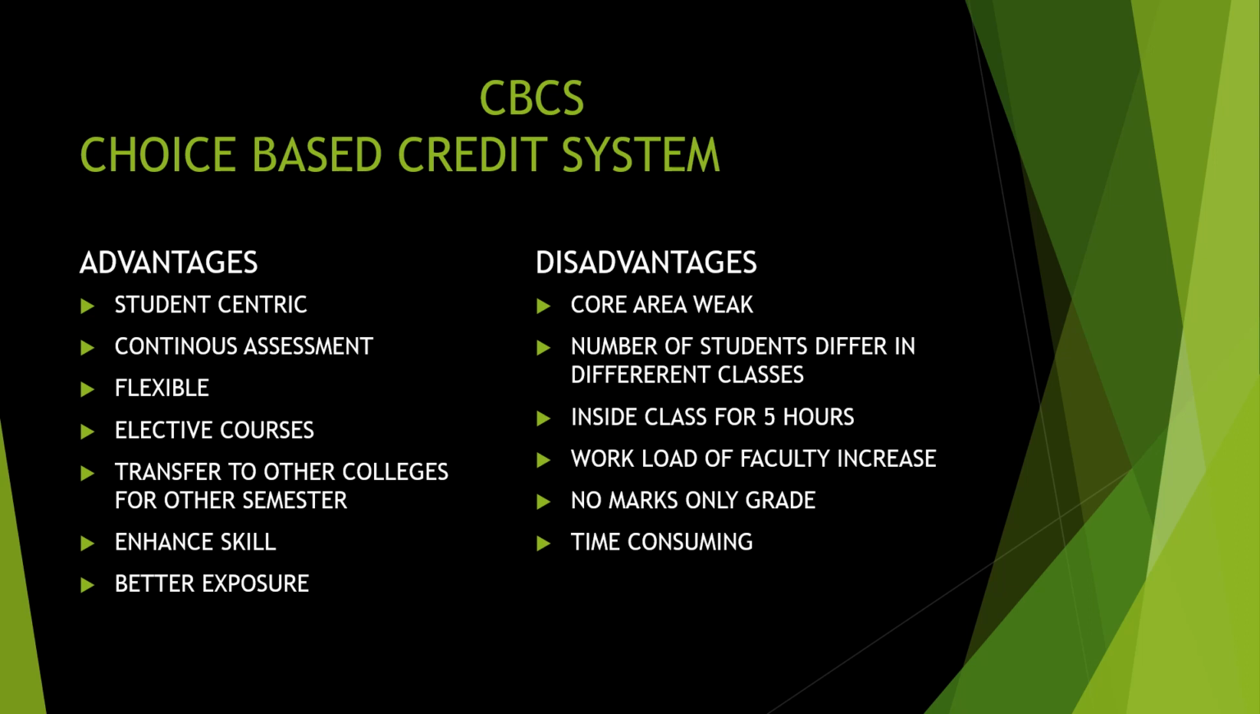What are the disadvantages? The core area is weak. Core area means it is giving a pool of subjects for the electives as well as for the foundation courses. So the students may have a chance to deviate from the core area. Core area means the subject which they have taken for their degree. So the core area gets a little bit weak. That is one of the disadvantages of CBCS.